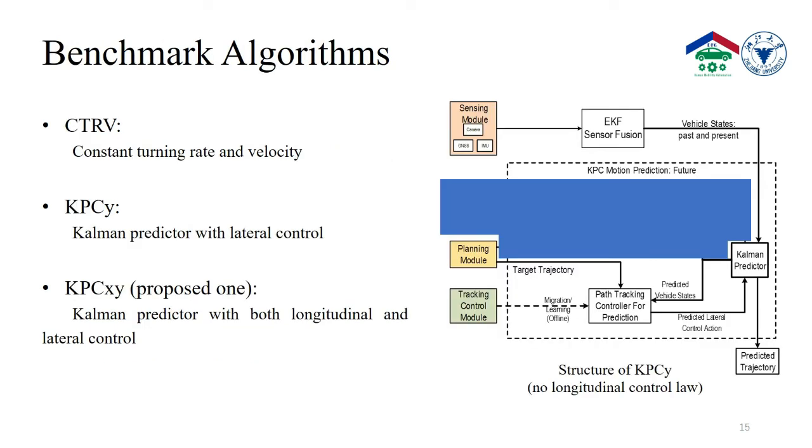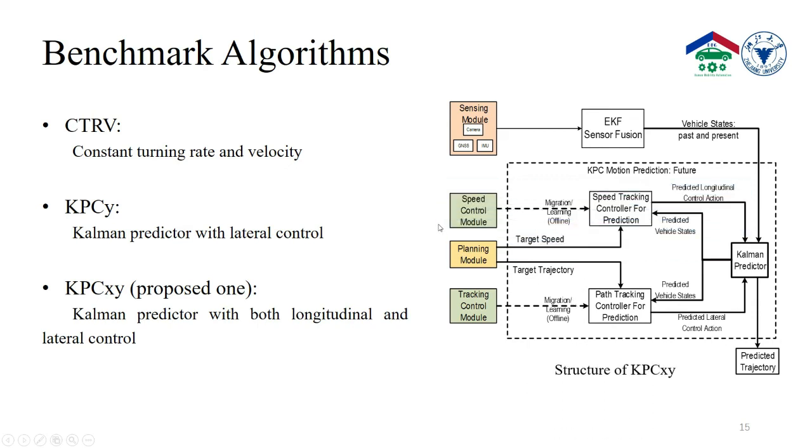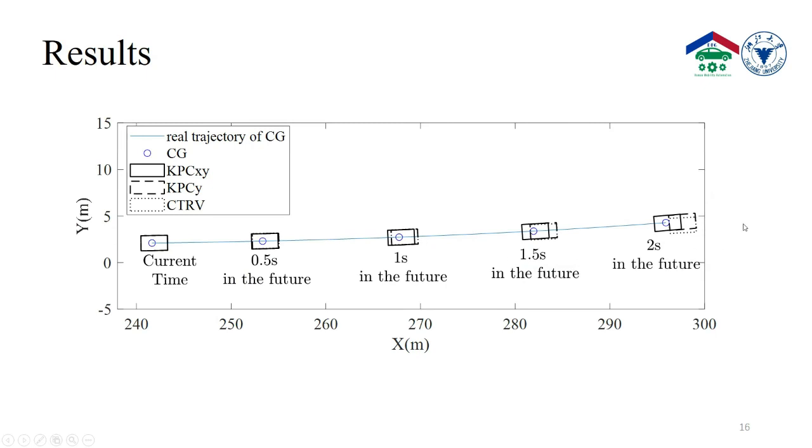The benchmark algorithm we choose is CTRV, a traditional physics-based motion model known as constant turn rate and velocity. Besides, for KPC, we also propose two kinds of KPC. The first one is KPCY, which only considers the lateral control, which can be seen in this picture. Then there is KPCXY, which considers both longitudinal and lateral control. This figure shows the prediction of all three algorithms within the prediction horizon of 2 seconds.